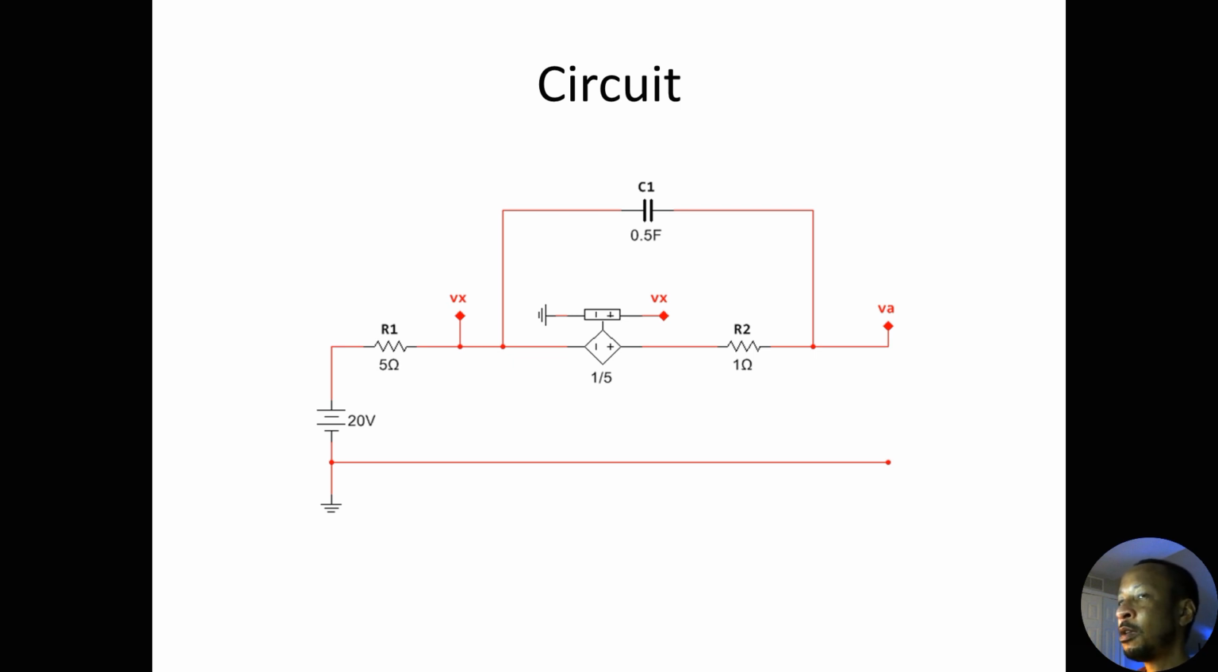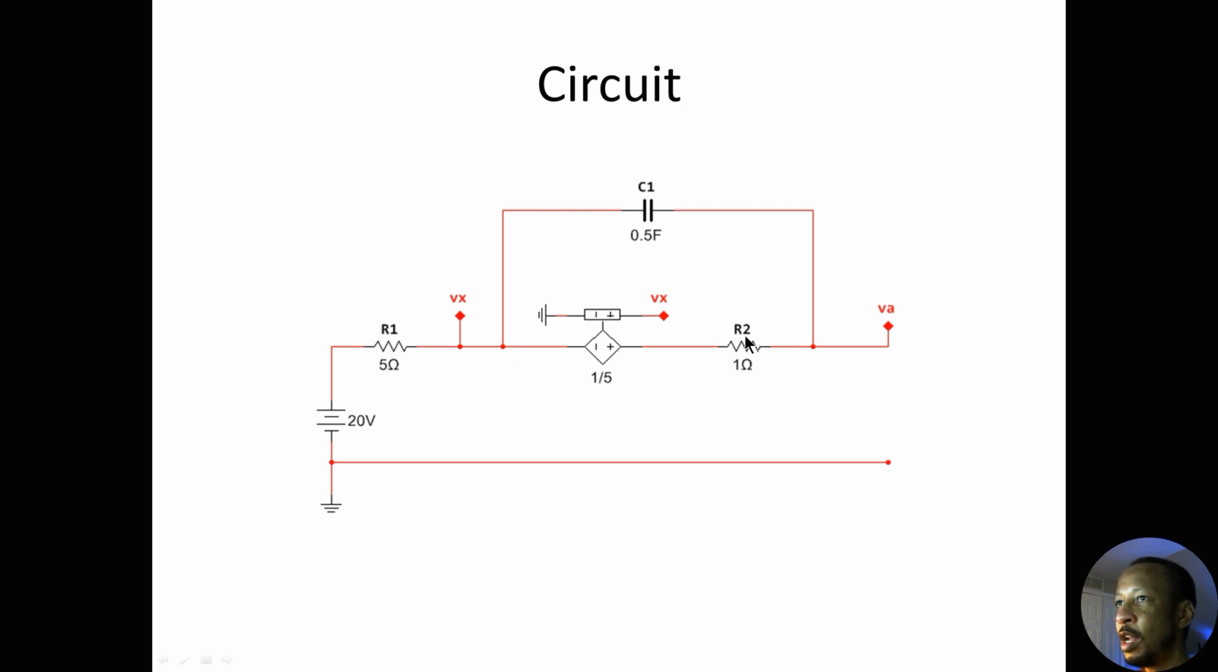This is the particular circuit that I'm going to be getting into for this example. What you have over here is a voltage controlled voltage source, usually abbreviated as VCVS. The amount of voltage that this voltage source puts out is going to depend on Vx. And Vx is simply the voltage here with respect to ground in this example.